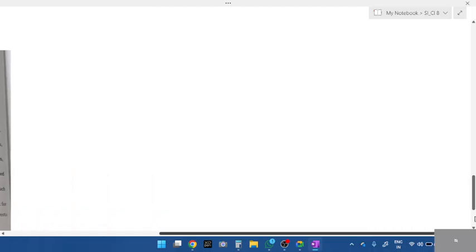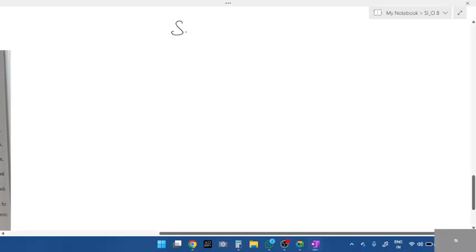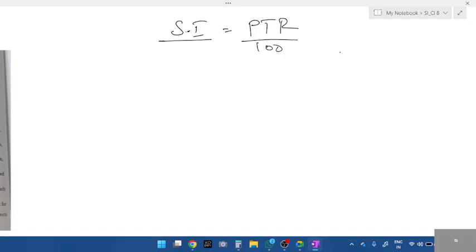Okay. Simple interest. What was simple interest? What was the formula we used? Yes, simple interest is equal to PTR by 100. Compound interest is also a type of interest, students. Both compound interest and simple interest are types of interest. Both are the extra amount you get paid for the principal.